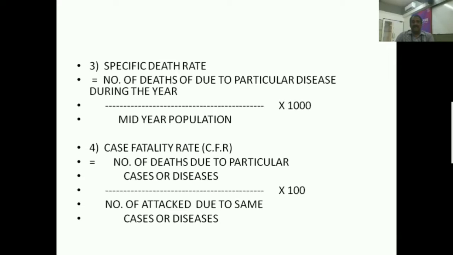The next one is the case fatality rate. What is case fatality rate? The main difference between the remaining measures and the case fatality rate is that this is a percentage. We find the case fatality rate in the form of a percentage, because we multiply by 100. You know how much importance fatality rates have. We are particularly interested in how many deaths are happening among particular cases during a particular time period.